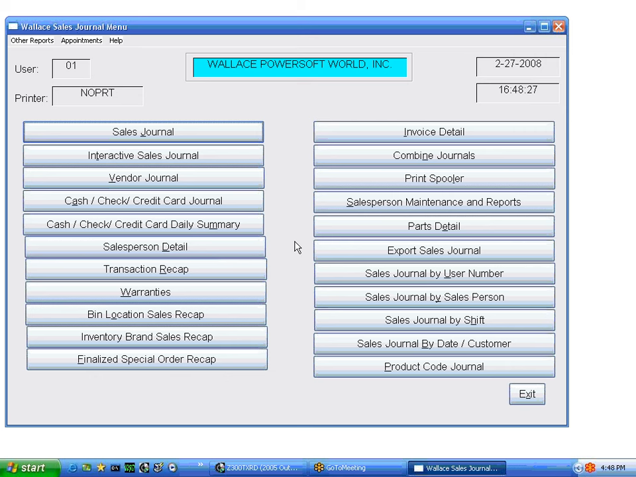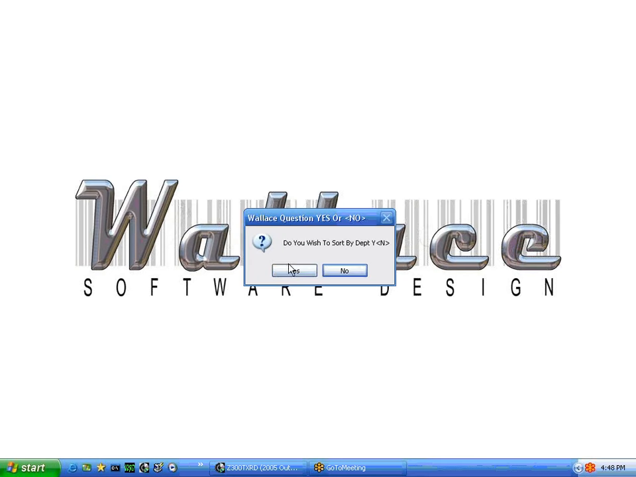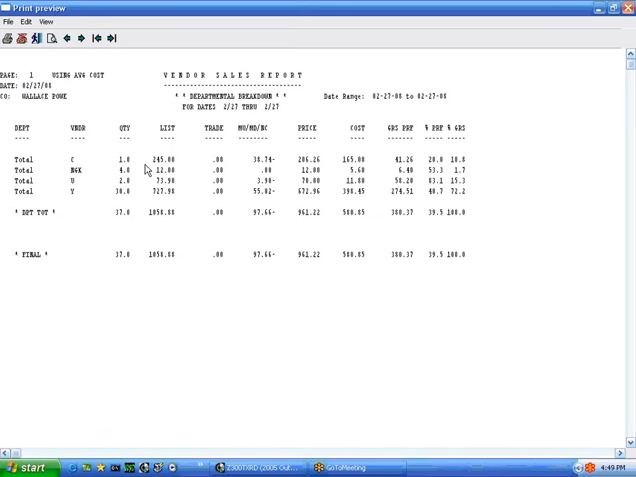One other report I wanted to show you, the vendor journal. What's a vendor journal? This is going to organize things by my vendors and by products. For example, I want to see all vendors, and I don't want to see it sorted by department. We only have one department, which is pots. And I just want to see what we did today. What this will do is organize things by all my different vendors to find out what vendors I'm making the most amount of profit on.